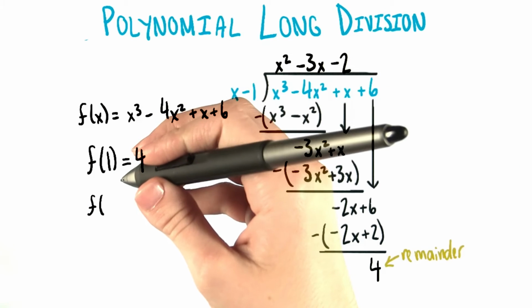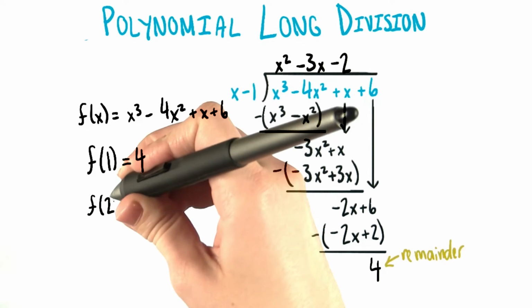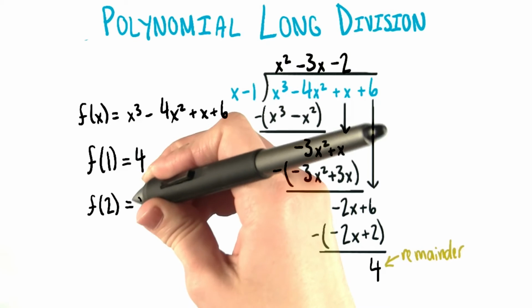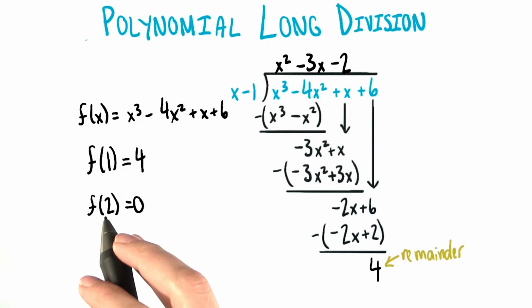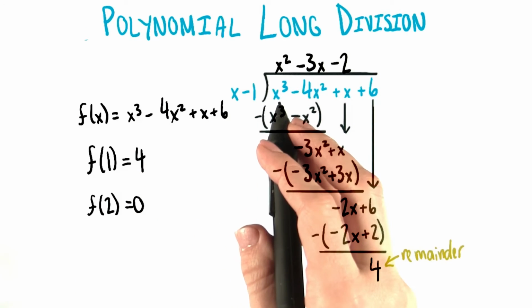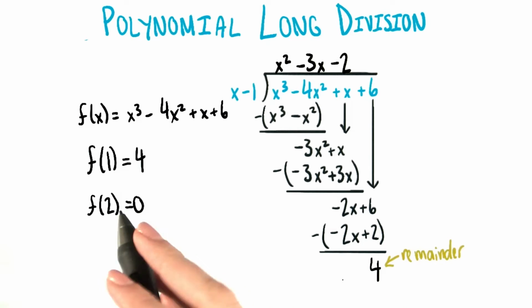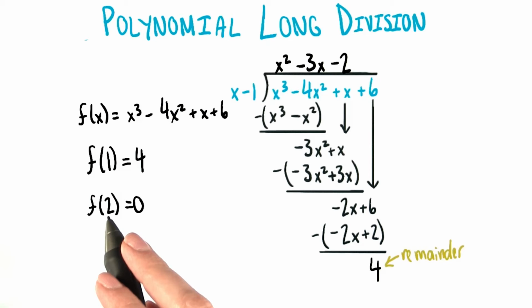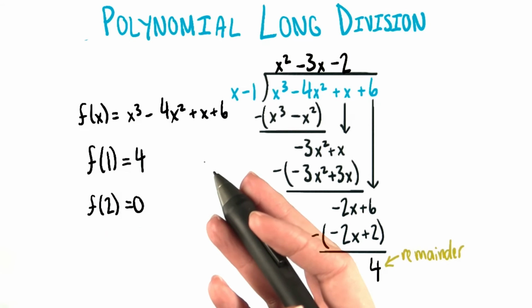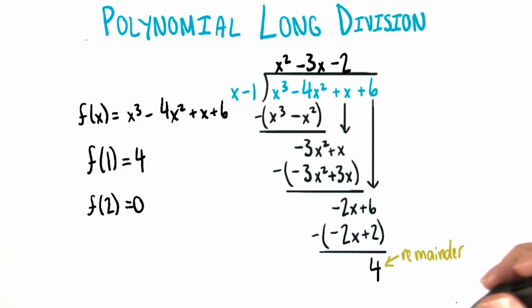You'll also remember that when we plugged in 2 to our function, we ended up with 0. And we know that x minus 2 is a factor, so if we divided by x minus 2, we would get 0 as a remainder. It seems like remainders and the numbers we get when we plug in different values for a function are very closely connected. Let's keep going with this idea.